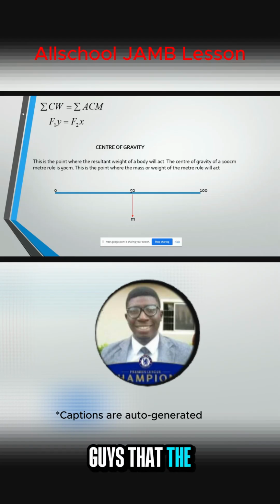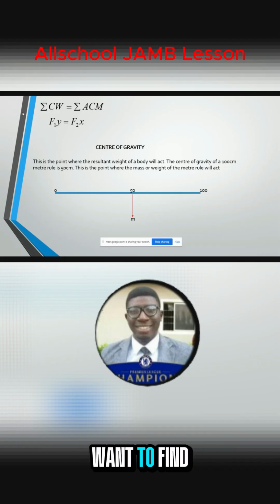I told you guys that the pivot can be anywhere, it can be at the ends of the meter rule. So whichever force or moment you want to find, you are going to use the force to multiply the distance up to that pivot.